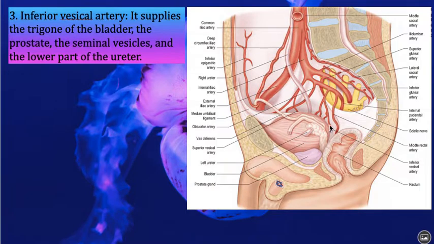Then we have the inferior vesical artery. This is the inferior vesical artery going towards the base of the bladder, supplying the trigone of the bladder, the prostate gland, the seminal vesicle, and the lower part of the ureter as well.